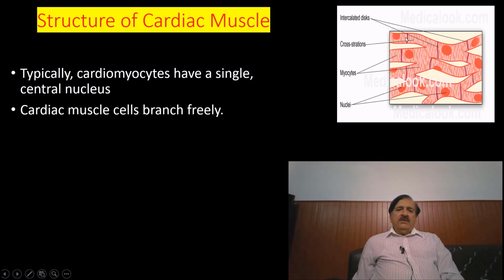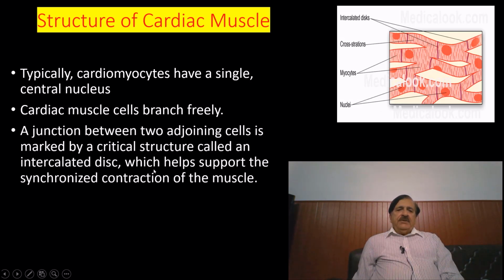Cardiac muscle cells branch freely. Here you can see that when one cell combines with others, they branch, making a branching fiber, and they join each other. A junction between two adjacent cells is marked by a critical structure called an intercalated disc, which helps support the synchronized contraction of the muscle.